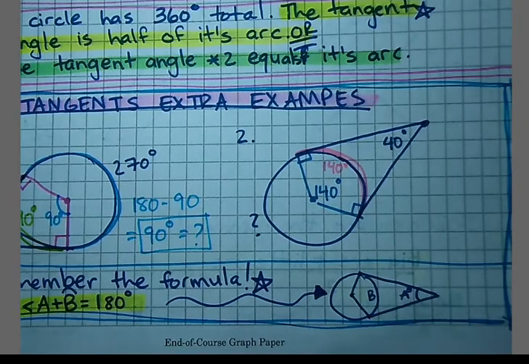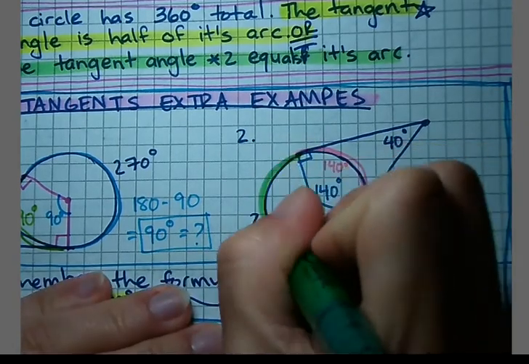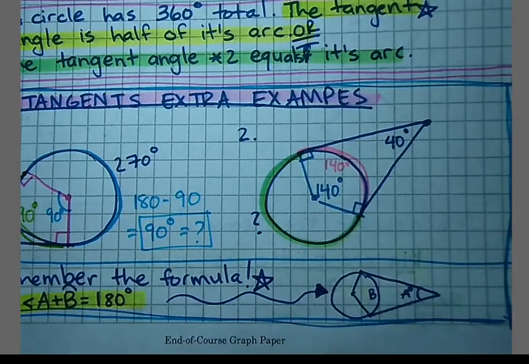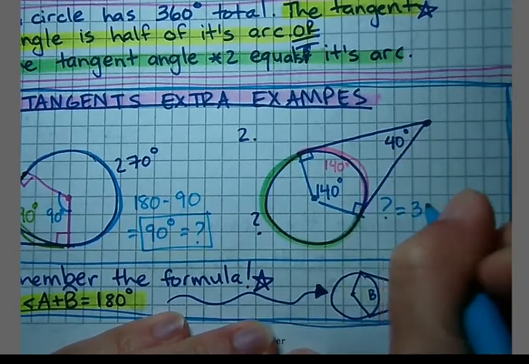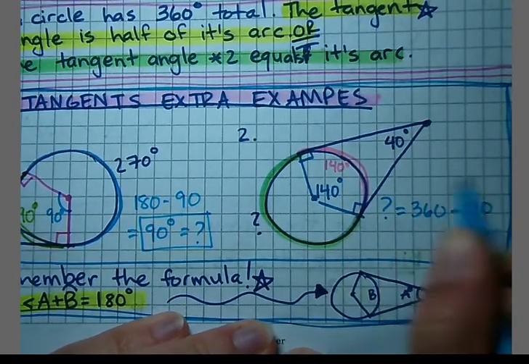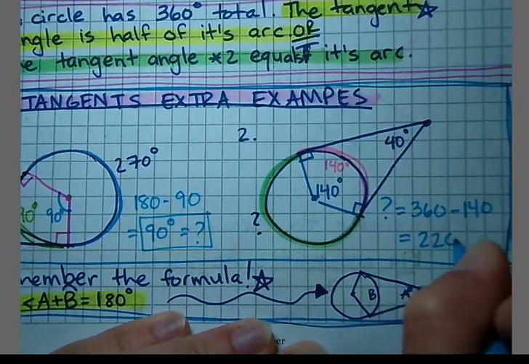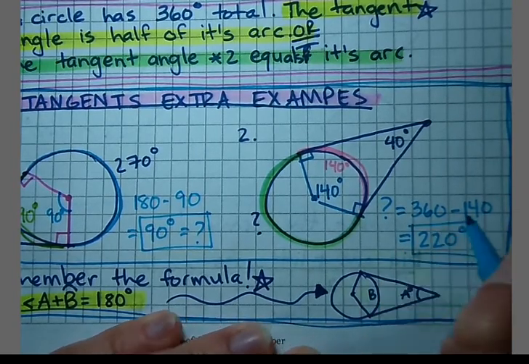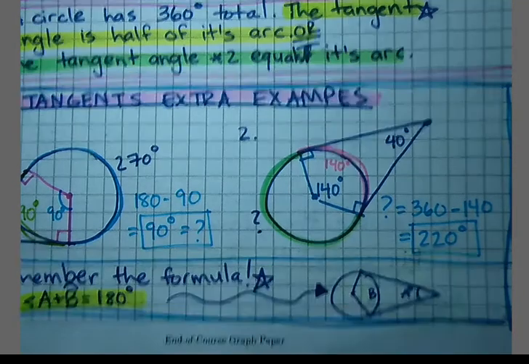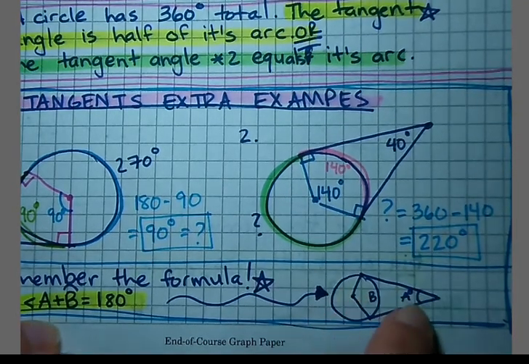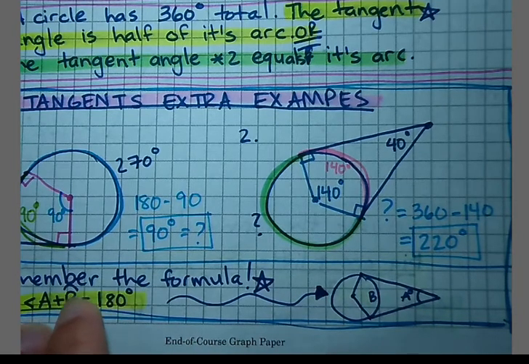And then all that we'd have to do to figure out this arc is use the fact that all the arcs have to add up to 360 degrees. So to find the question mark, we'll do 360 minus 140, which is 220 degrees. For this one, you really just have to remember the formula. These two angles have to add up to 180 degrees, or you can say that this arc plus the angle measure has to add up to 180.